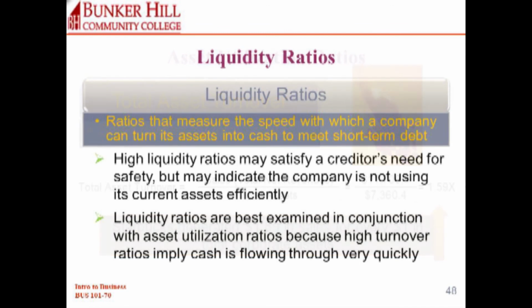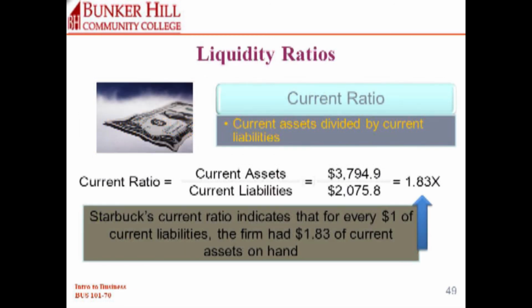48 is liquidity ratios. So this is how much money you have available or short-term assets that you could turn into money relatively quickly. Slide 49 gives you the current ratio, your current assets and your current liabilities. This is an indication of how much money you owe. So for Starbucks, that means that every dollar that they've got in terms of liabilities, they also have $1.83 in assets. So that means for every $1.83, I have $1 of debt.